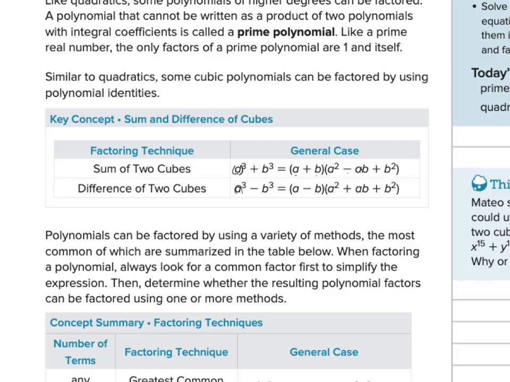And as an example here, what would this look like? I have x cubed minus 8. That is the same thing as x cubed minus 2 cubed. So in this case, if I were to populate this formula, I would simply use x. A is x, b is 2. And then I would fill in and replace those values, and that would be my factored form. So keep that in mind.